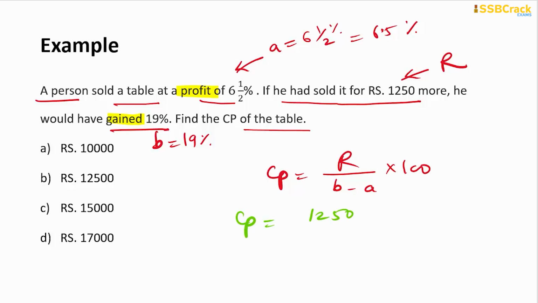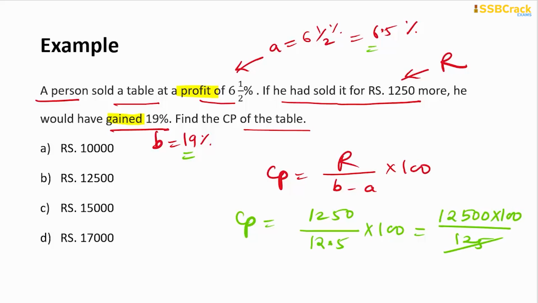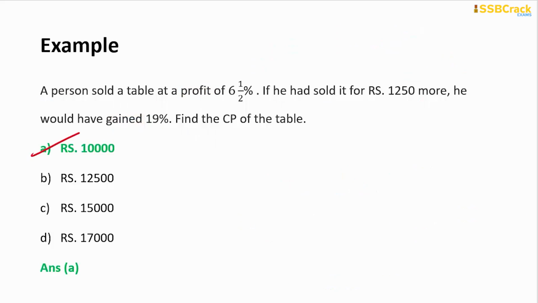R is 1250. What is the value of B? B is 19 and A is 6.5. So 19 minus 6, you know that's 13. 13 minus 0.5 is going to give you 12.5. Simple calculation into 100. Alright, so you could see that by multiplying numerator and denominator by 10, we can get rid of this point in the denominator. So here I could take 10. So 1250 into 10 upon 125, so 125, 1, 0, 0. So 100 into 100, you could see that is 10,000. Right, and hence the key for this particular question becomes option A.